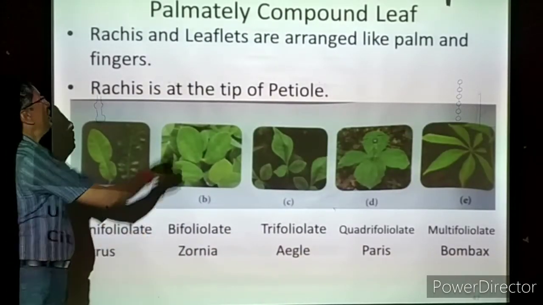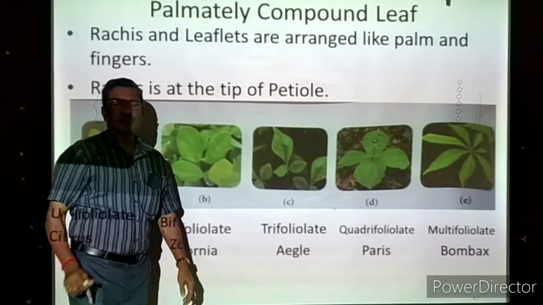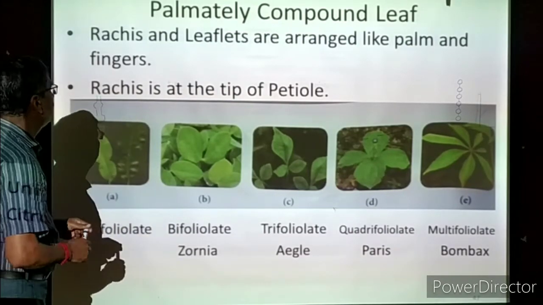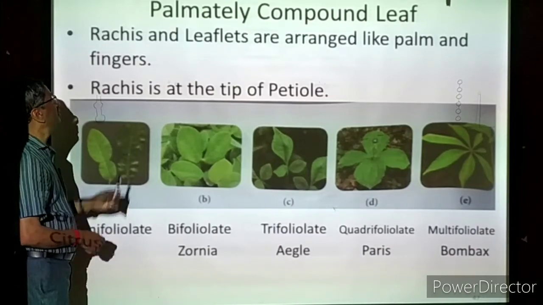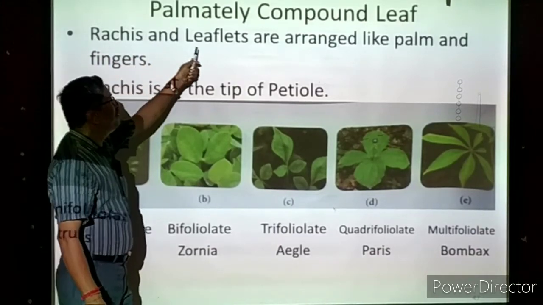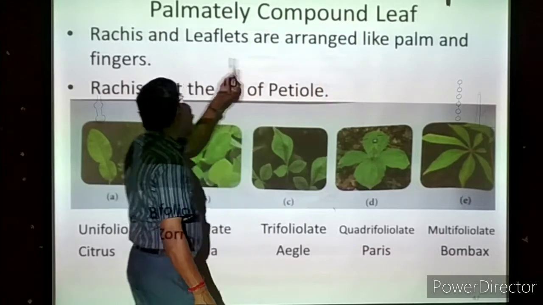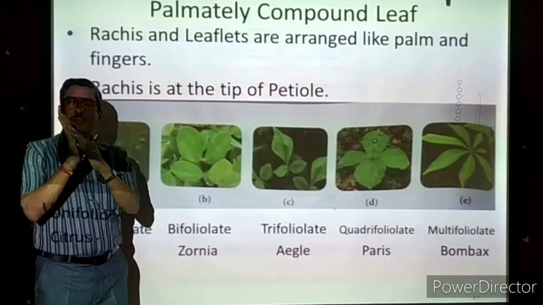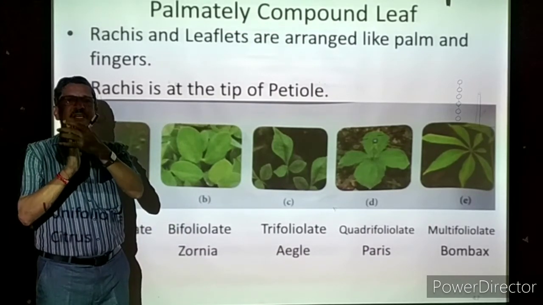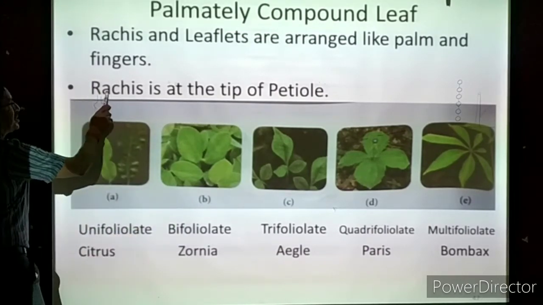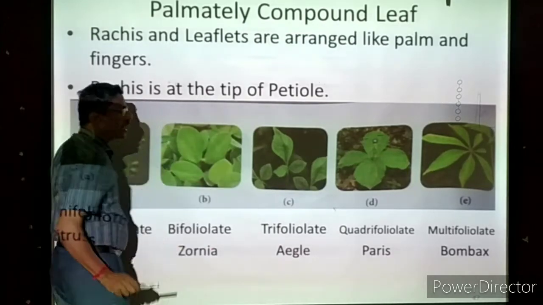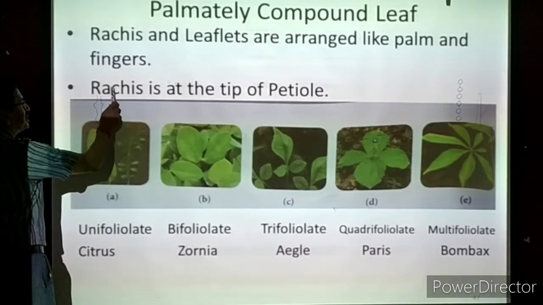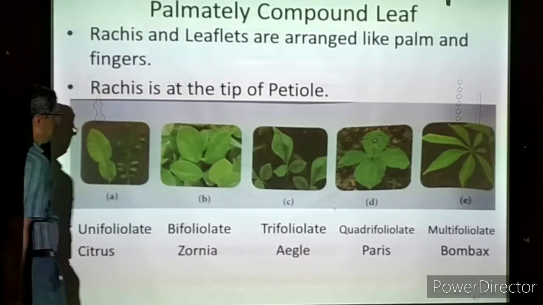Now we are coming to palmately compound leaf. That means the leaflets are arising from the common region of the rachis. That is called palmately, palm and finger like. Now the rachis and the leaflets are arranged like palm and fingers. Now the palm is the tip of the rachis, fingers are the leaflets. So rachis is at the tip of the petiole. The petiole is having continuation, that is called a rachis. So the rachis is at the tip of the petiole.